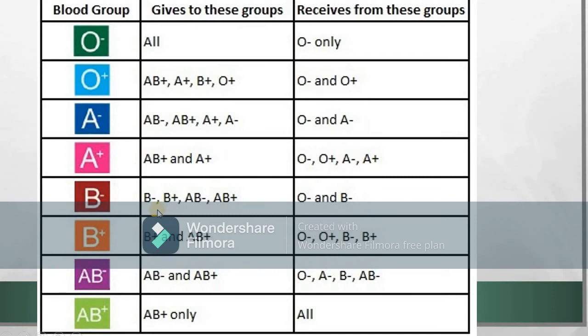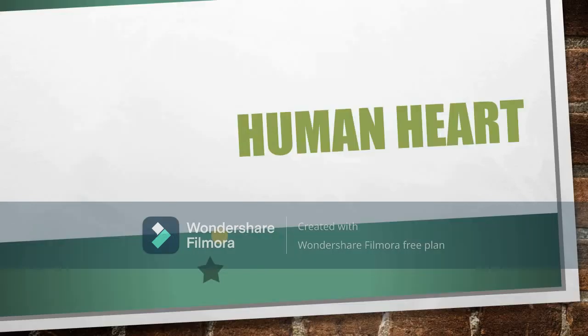In the same way, B can be given to B negative, B positive, AB negative, AB positive, but can be taken from O negative and B negative. So this way we can say that a negative person can take blood only from a negative person, but a positive person can take blood from both negative and positive.